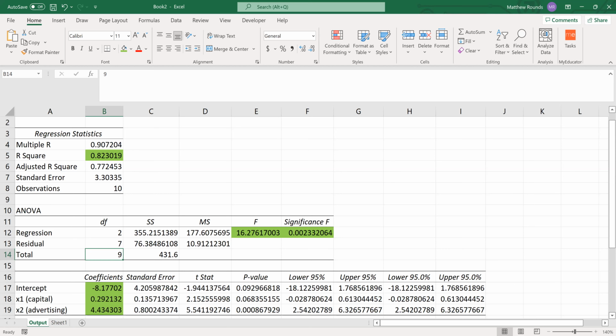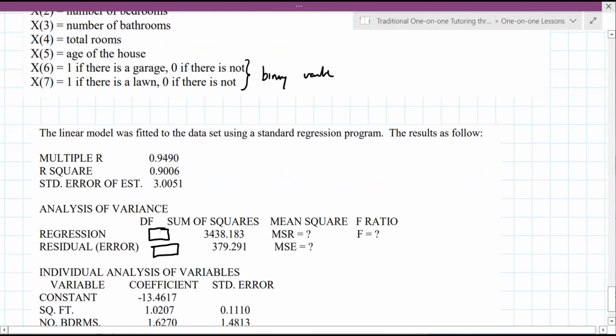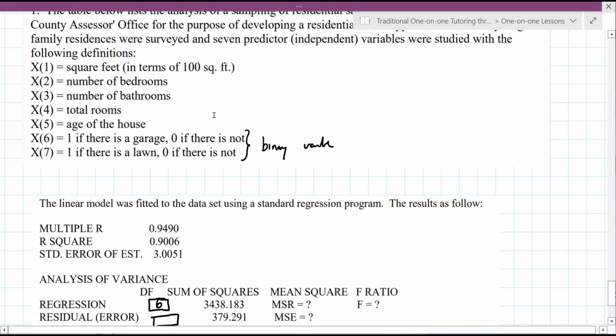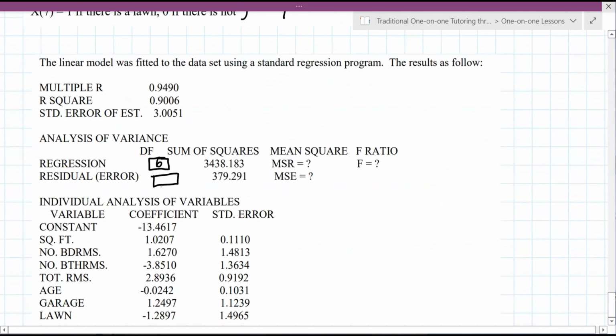So in our problem, let me go back to the other screen. We have 7 variables. So the regression is going to be 6 for that one. But for the total, 50 single family residents were surveyed. So it's 50 minus 1, which is 49 is your total. And then you subtract the 2 to get 43 in here.